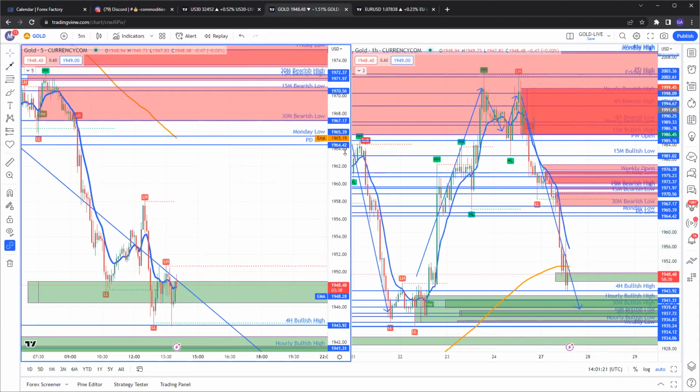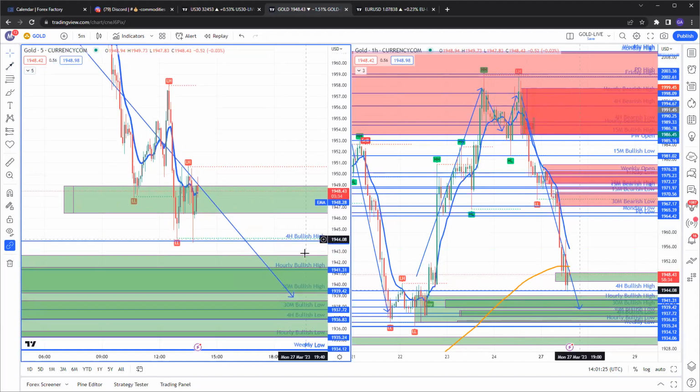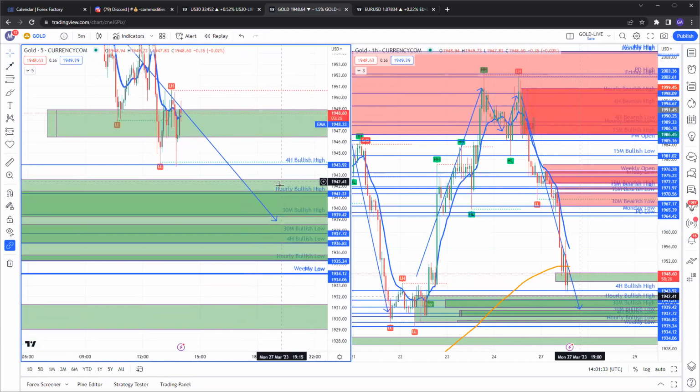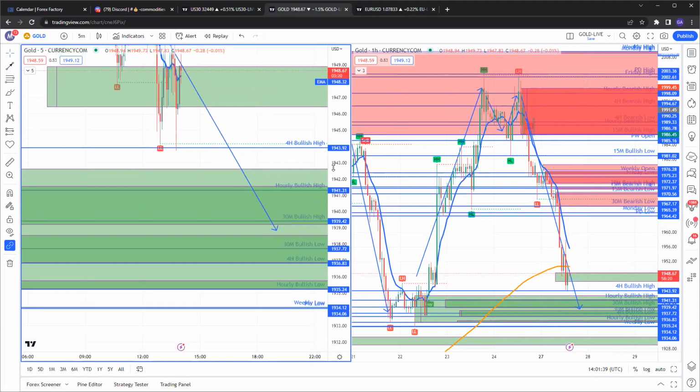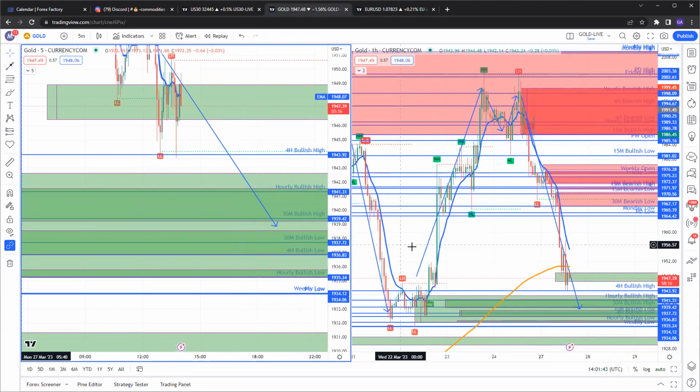And guess what's down there? Oh, my bad, this is gold. Guess what's down there? Hourly bullish high, 30-minute bullish high, 30-minute bullish low, 4-hour bullish. So when gold comes down here to the 1942 to 1935 area, gold is gonna buy heavily, right? So possibly we can set some pending orders later for today, but this is so obvious, right?